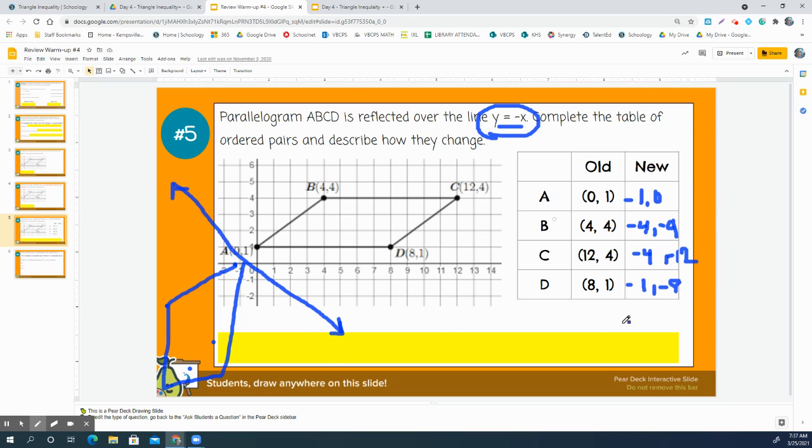So I encourage you, especially on a test like the one that's coming up, if you get a question like this, please, please, please use your Desmos resource. Okay? Questions?